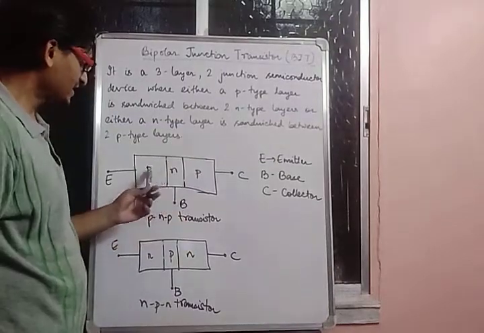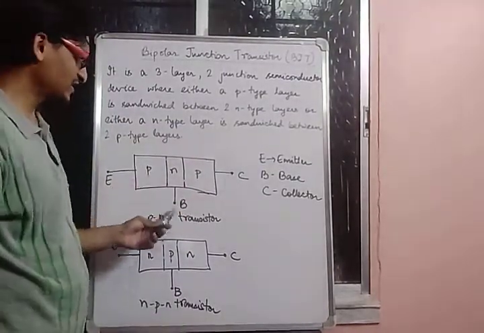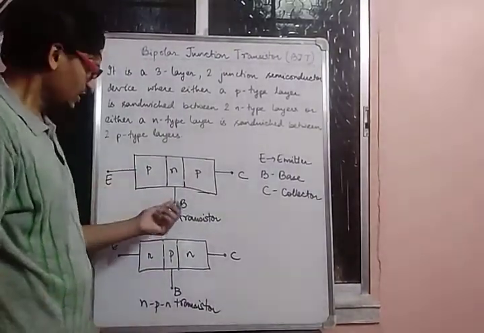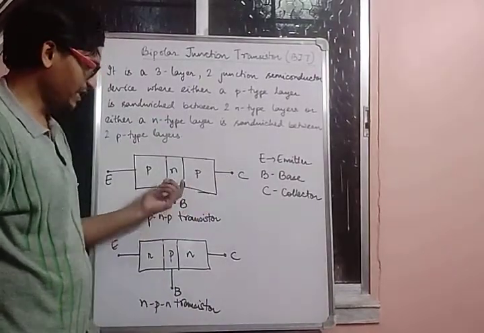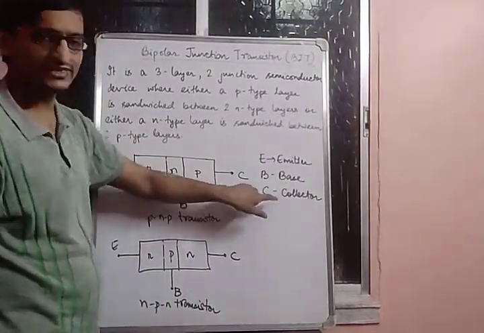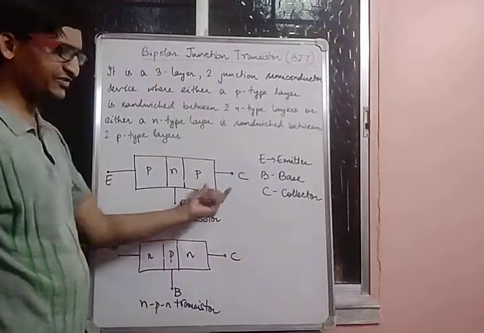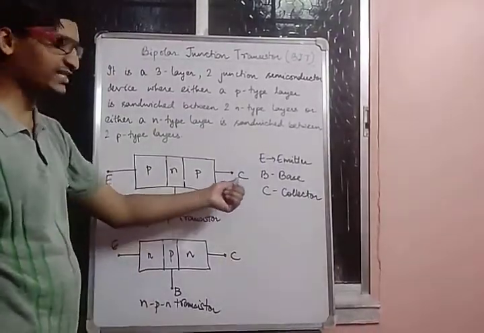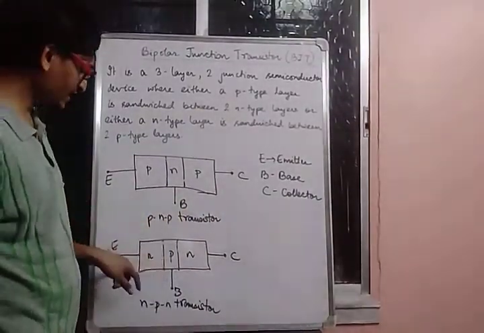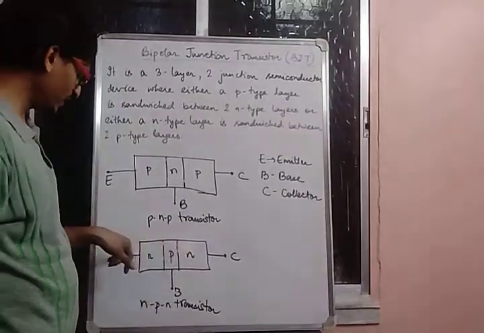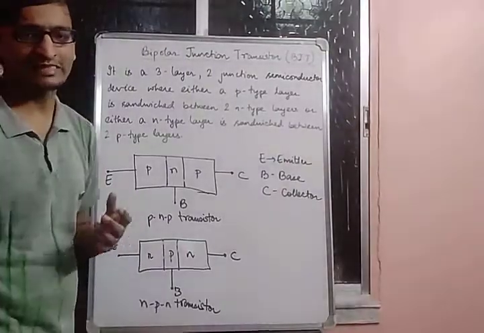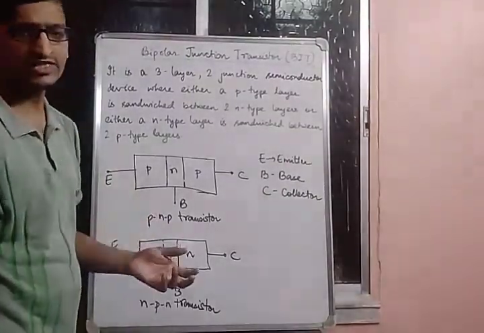Now you can easily see, since there are three layers, we have three terminals coming out from these three layers. One terminal is called the emitter, one is called the base, and another is called the collector. The middle one is always the base. E stands for emitter, B stands for base, and C stands for collector. The middle one is base, and one of the two ends will be the emitter and the other end will be the collector. So you can say that a BJT is a three-layer, two-junction, three-terminal semiconductor device.